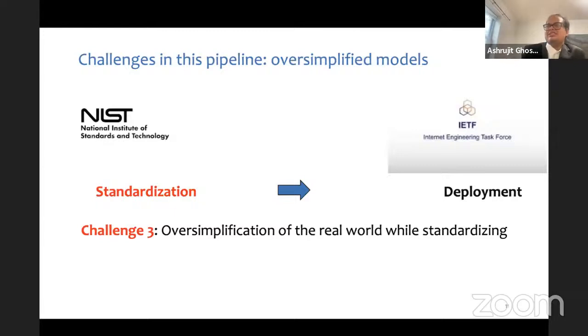Another challenge in the pipeline from theory to practice is that when we deploy constructions, we assume some underlying security model. And all our proofs are relative to the said security model.